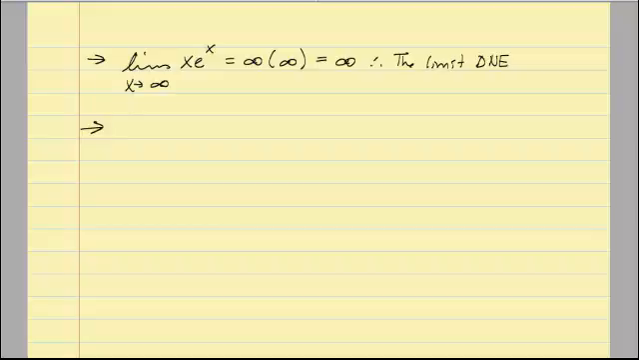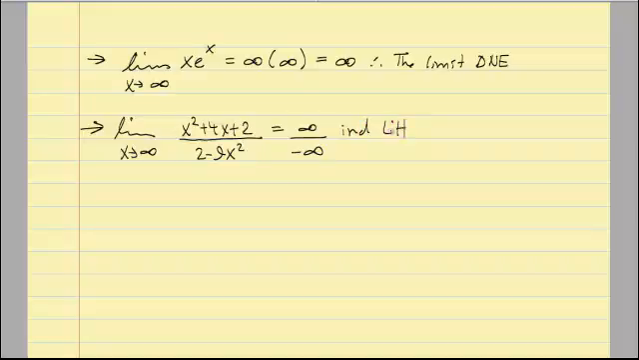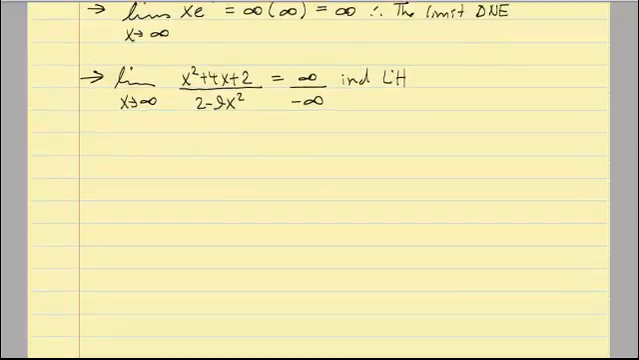Okay, the next example we're going to look at is the limit as x approaches infinity of x squared plus 4x plus 2 over 2 minus 9x squared. Of course, we can't really plug infinity in, so we need to look at what's happening here. We have infinity squared plus 4 times infinity plus 2, which is a very, very large number approaching infinity. In the denominator, I have 2 minus infinity, which is negative infinity. So this is an indeterminate form, specifically indeterminate L'Hopital's. So let's apply L'Hopital's rule.